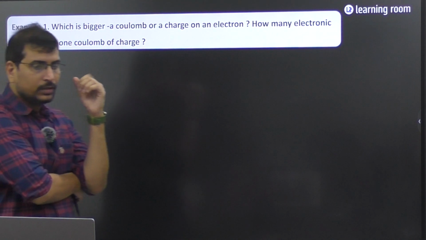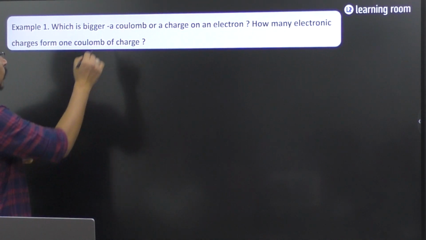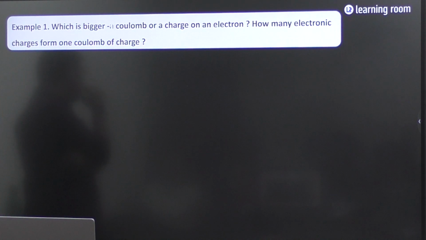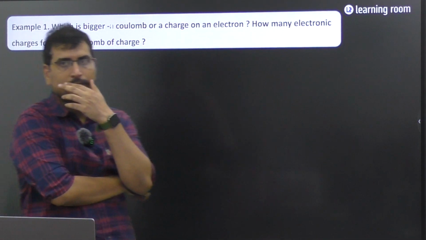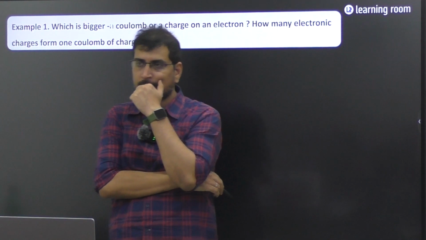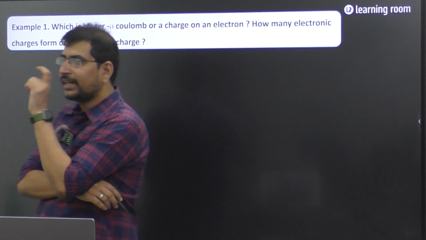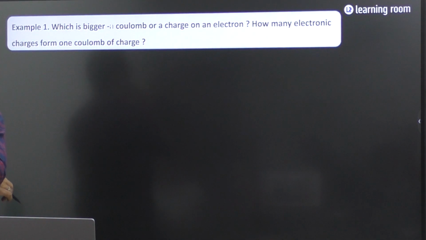Actually, which is bigger? The question should have been -1. Which is bigger? Is it -1 coulomb of charge or the charge on an electron? Which one is bigger? So is -1 coulomb of charge more, or the charge of the electron that is more? In terms of magnitude, -1 coulomb is going to have more charge, right?